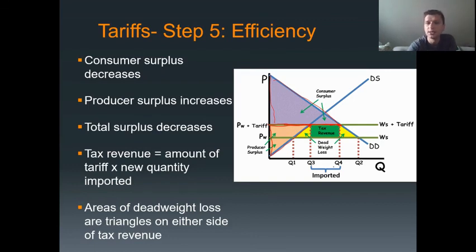The tax revenue is the quantity imported multiplied by the amount of the tariff, or this area in green, and the other areas, those two yellow triangles, that's going to be deadweight loss. So that is just a brief overview of everything AP microeconomics.